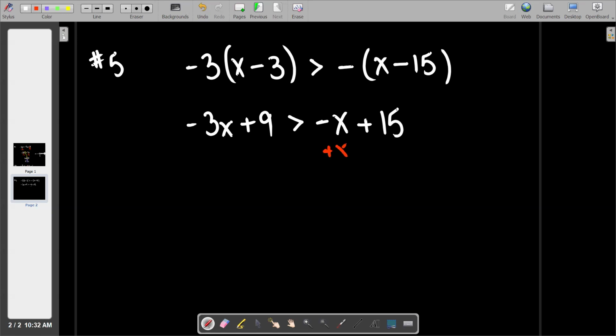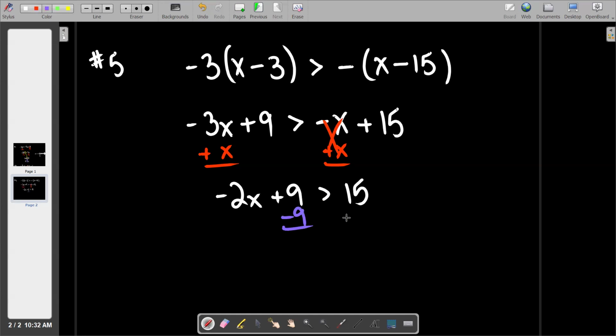After this, I'm going to move all my x's to the left. So I'm going to add x to both sides like this. And I'm going to get -2 of those x's. Plus 9 is still greater than 15. And in my next step, I'm going to subtract 9 from both sides. It's a really peaceful problem also, I think. There's a little bit at the end, but by and large, it just feels pretty peaceful. And then 15 minus 9 is 6.